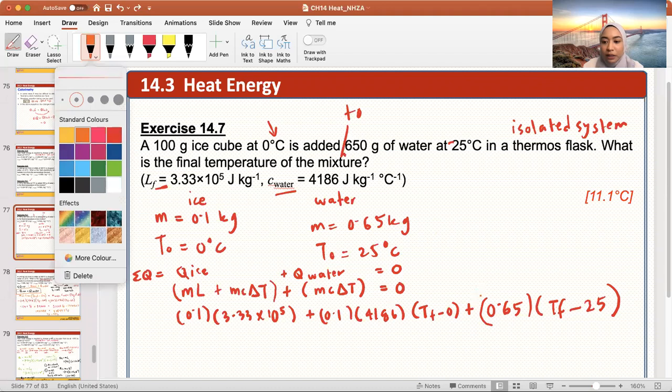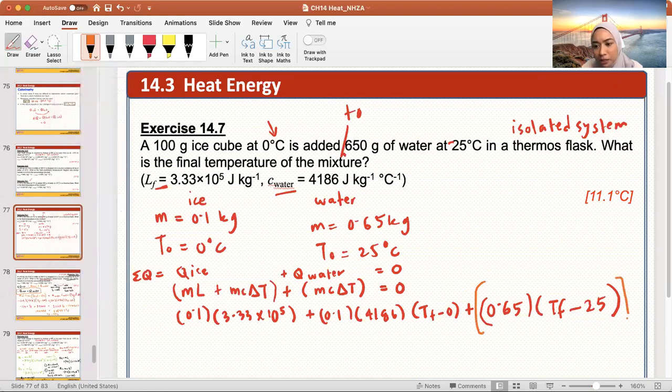Just by looking at this, just by common sense, we know that the T final will be smaller than the initial. So I am expecting this to be a minus Q because it will be releasing heat. Where does the heat go? The heat goes to the ice. This will be a positive Q. This is an assumption. Okay, so let's solve it.